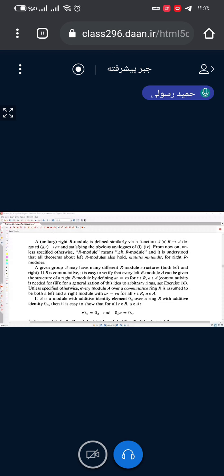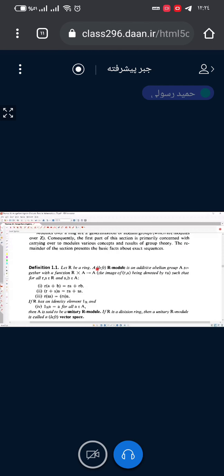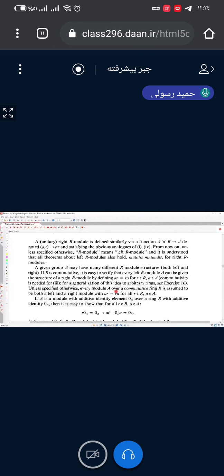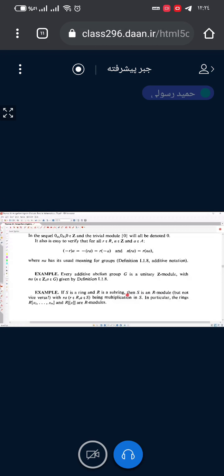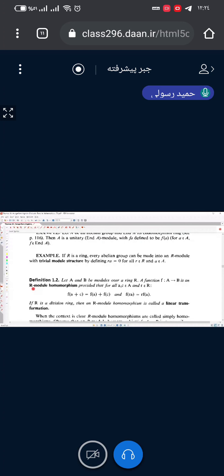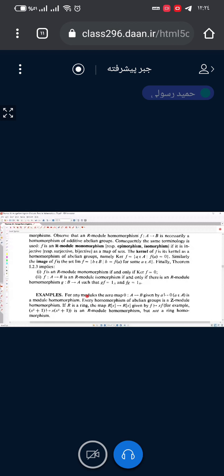Okay, I have defined this notion and some examples of R-modules, and also the notion of R-module homomorphism, and some examples and some other notions, and some theorems and propositions. I think we start from this.